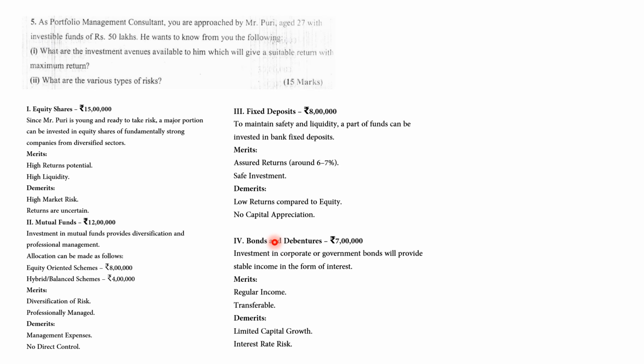For bonds and debentures, 7 lakhs, investment in corporate or government bonds will provide stable income. So merits are regular income and transferability. Demerits are limited capital growth and interest rate risk. If you have invested, the value can fall also.